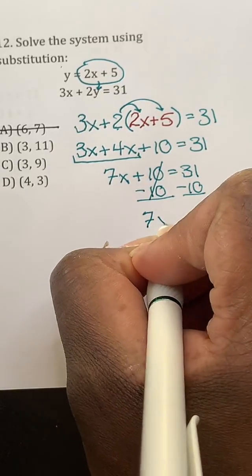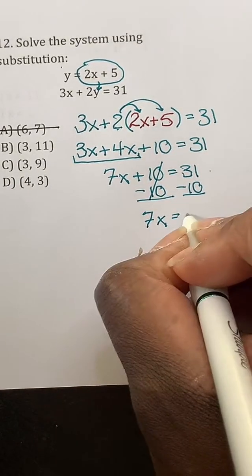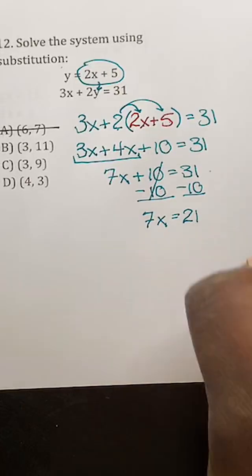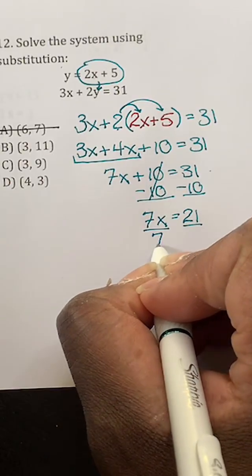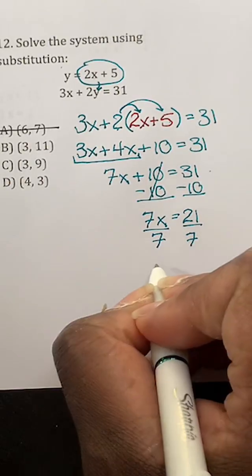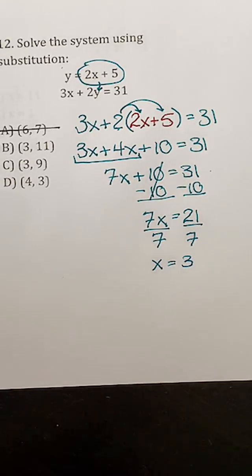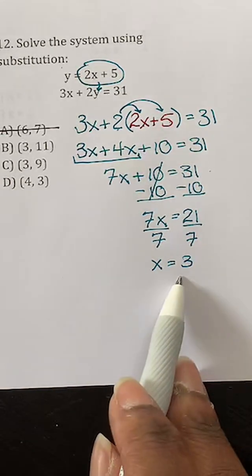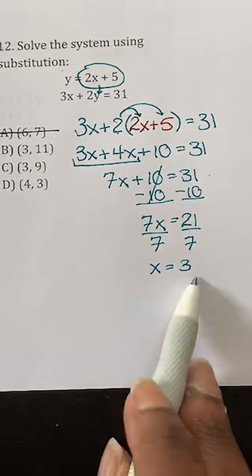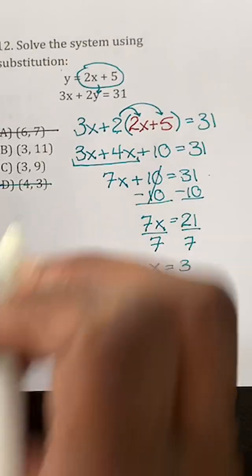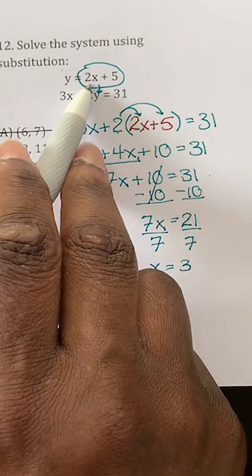Now I have 7x is equal to 31 minus 10, which gives me 21. Now I want to divide because the inverse of multiplication is division. X equals 3. So that means my x, which is the first, is going to be 3. So that cancels out D.